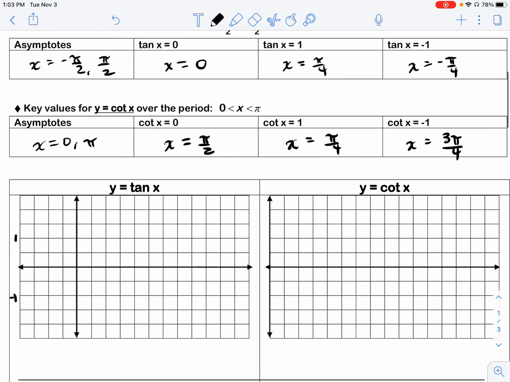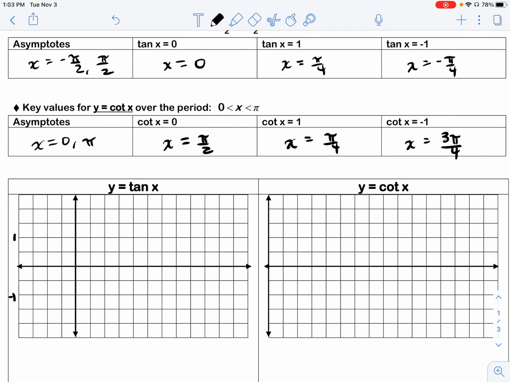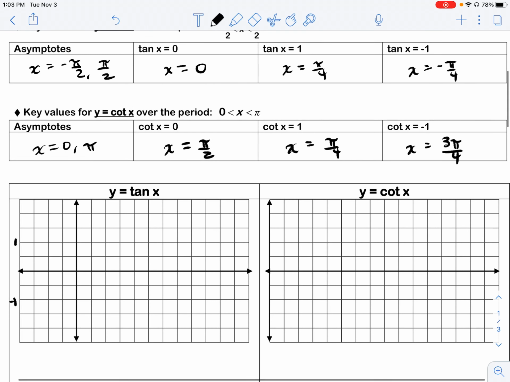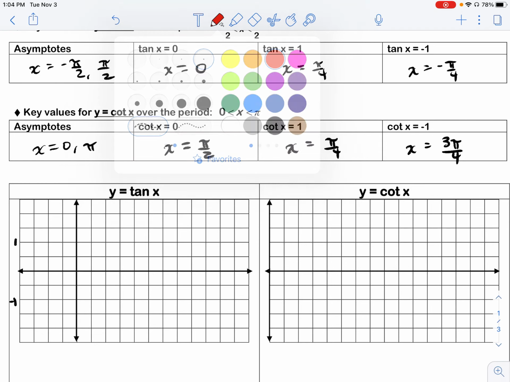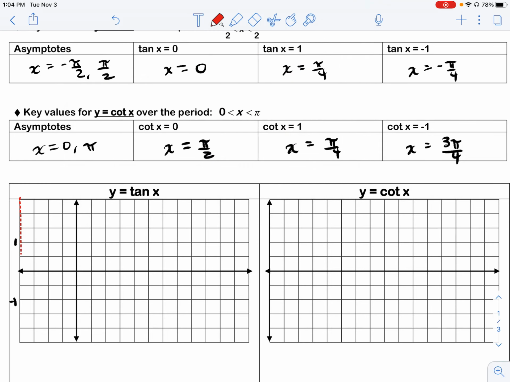For my x values, I see that we have vertical asymptotes occurring at negative pi over 2 and pi over 2, and they're going to continue to happen every pi radians apart. So let's go ahead and just jot that for now. Let me use an asymptote line here. And let's have something at negative pi over 2, and I'm going to have something else at pi over 2.